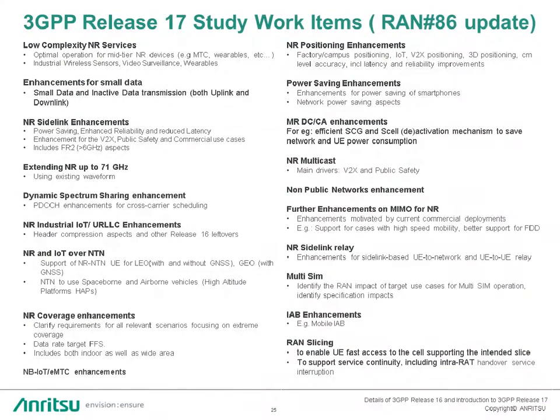NR positioning enhancements, which are more about adding more accuracy. Positioning in release 16 was up to tens of meters, while when we move to positioning in release 17, we are looking at sub-meter level, 0.3 meters or tens of centimeters. And then there are power saving enhancements on the network side and the phone side. So both have been quite important to make the network and the phone more efficient.